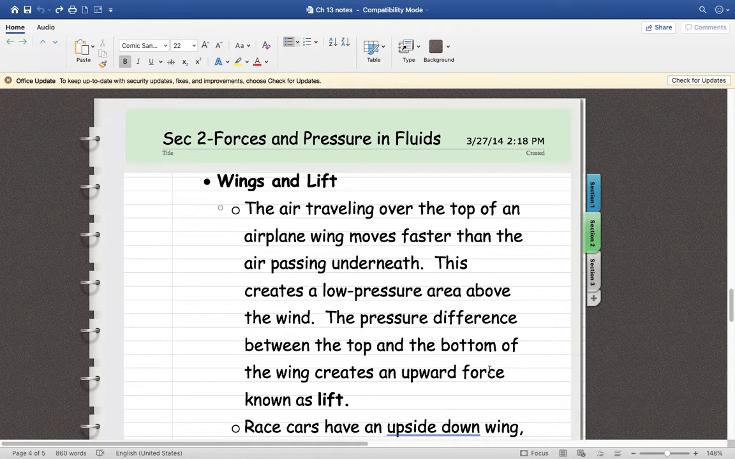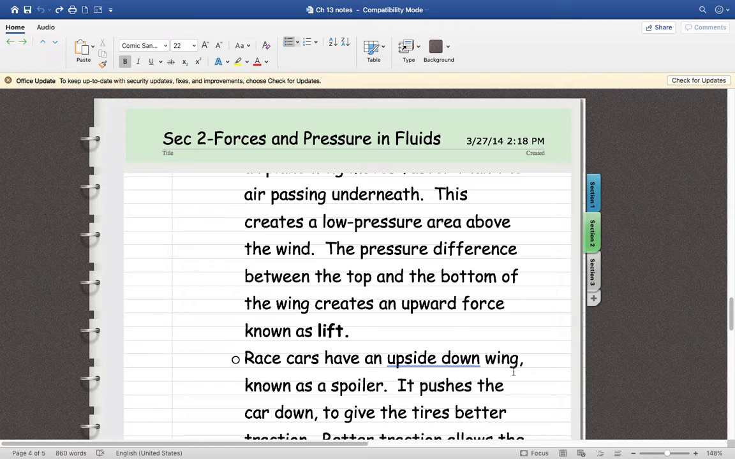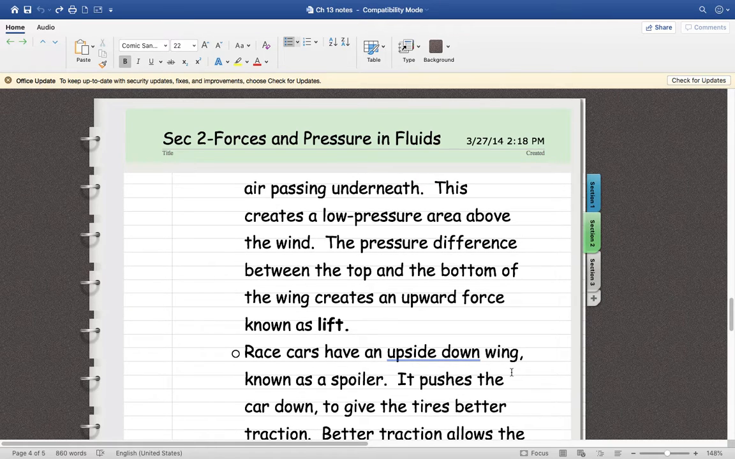So, wings and lift. The air traveling over the top of an airplane wing moves faster than the air passing underneath it, so this creates a low pressure area above the wing, and the pressure difference between the top and the bottom of the wing creates an upward force known as lift. Because the air is going over the top of the wing so much faster than underneath, it creates a low pressure system on the top and a high pressure underneath, and it gives it a lift. Okay? In the book, there's a really good little section about it, and it'll show you some pictures. I wish I could show you this in class.